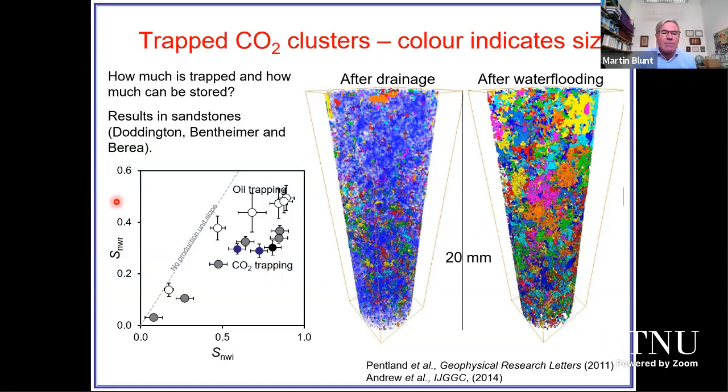So we can actually measure a trapping curve. This is what's trapped. This is how much you put in. In this particular experiment, you've got about 50% saturation, and you've got a trapped saturation of around 30%. Okay, so that shows visually that when we're looking in the subsurface, as a CO2 plume moves, it's going to leave behind a trail of trapped ganglia, and that leads to secure storage.